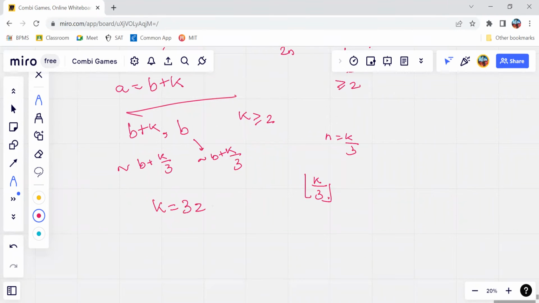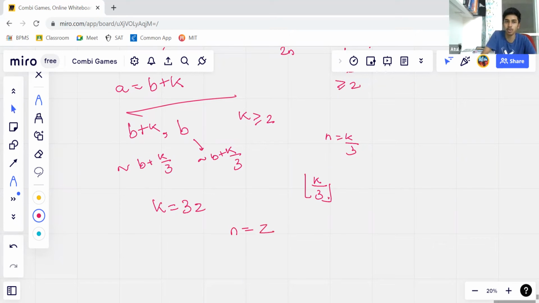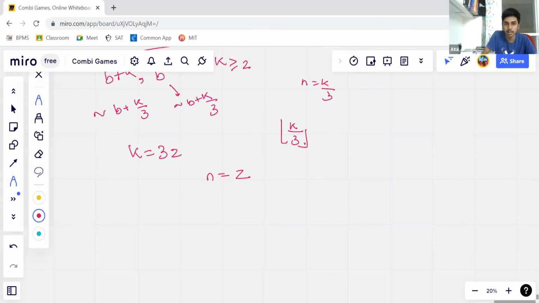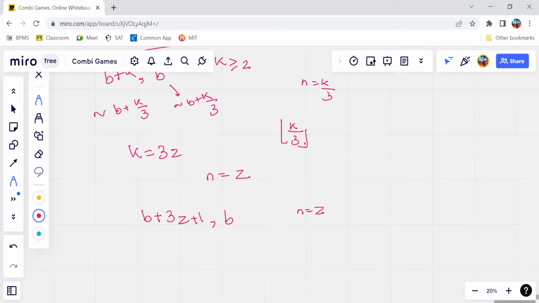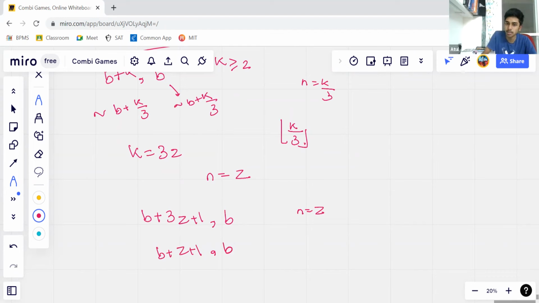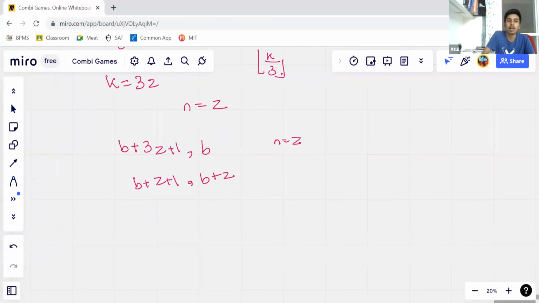And indeed, suppose k was equal to 3z, if it is just a multiple of 3, then you just take n equal to z. And very good. But instead, suppose k is 3z plus 1. So b plus 3z plus 1 and b. In this case, again, you just take n equal to z. So this becomes b plus z plus 1, and this is b plus z. So we're happy again. They differ by at most 1.